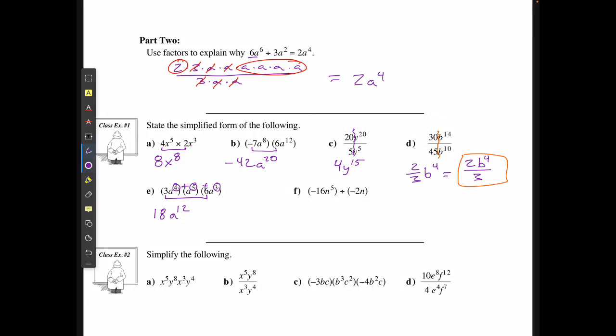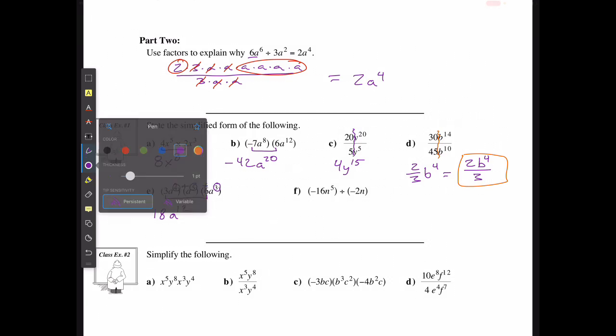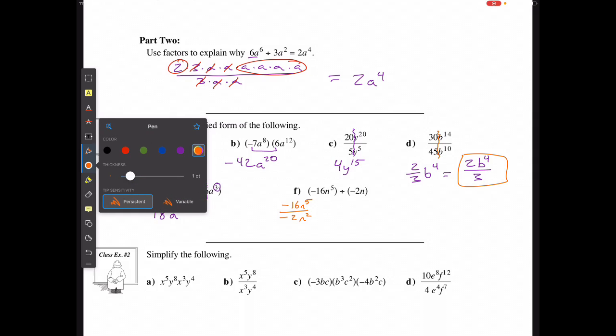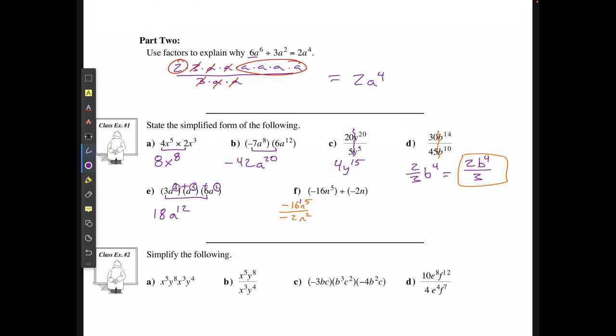When I'm doing the divides, like example F, typically I would start by rewriting this as negative 16n to the 5 over negative 2n squared. Frequently I find that's just an easier way to combine the correct terms. So I'm going to combine the coefficients, and I'm going to combine the variables.